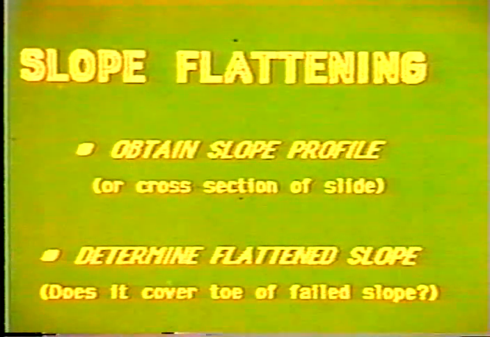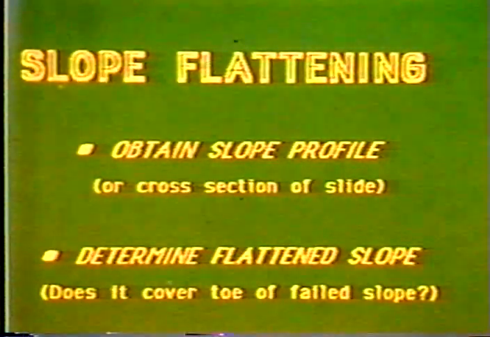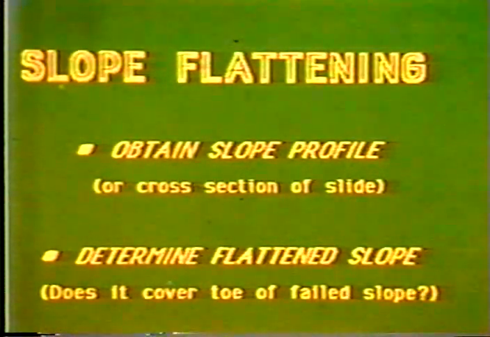What are the steps involved in flattening the slope? Well, first thing is to obtain a cross-section of the slope. And then the second question you have to answer is, what slope do I use? What flattened slope would I choose? Normally you can use about a 3 to 1, 3 horizontal to 1 vertical, or 4 horizontal to 1 vertical. Usually will do the job.